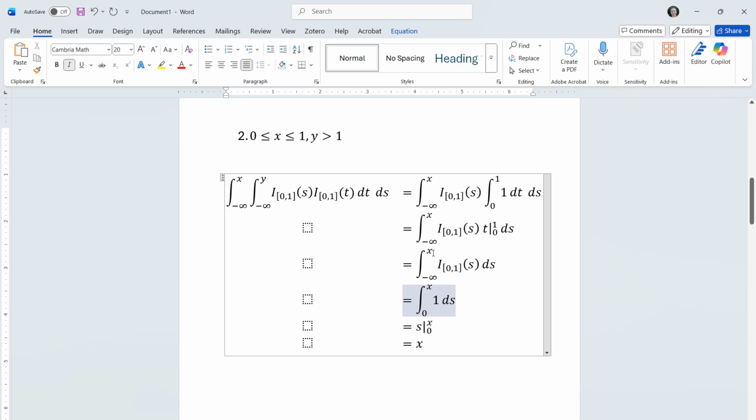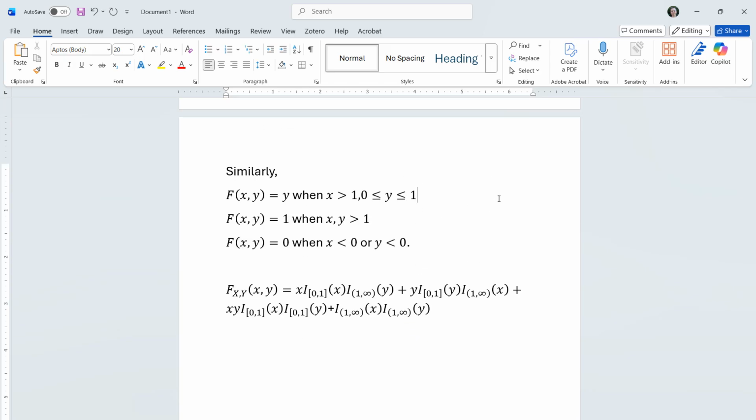And just like before, we can simplify this integral. So x is between 0 and 1, but -infinity is less than 0, and so our indicator function will evaluate to 0 anywhere outside that range. So our integral can be rewritten as the integral of 1 from 0 up to x ds, where the antiderivative is s, evaluated from 0 up to x, which simplifies to x. Okay, so in the second case, when x is between 0 and 1 and y is greater than 1, then the joint CDF ends up being x for those values of x and y.